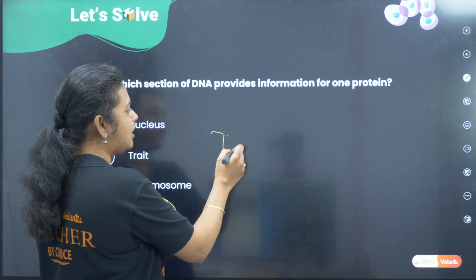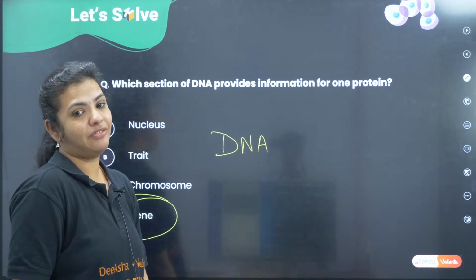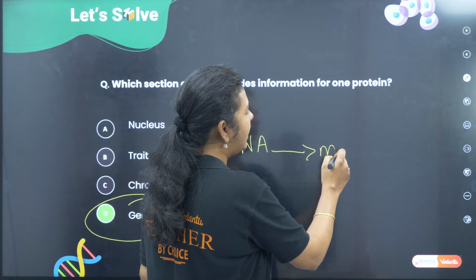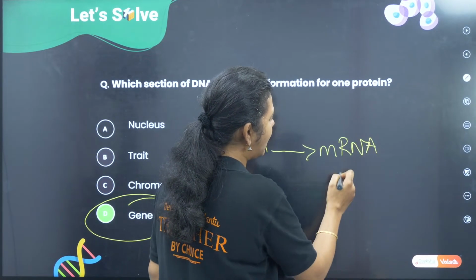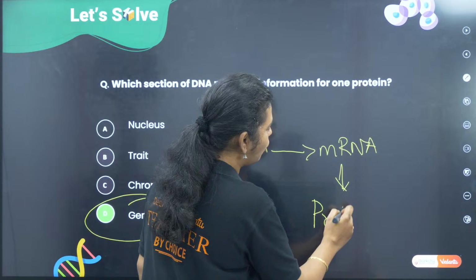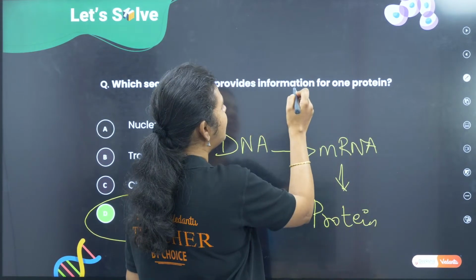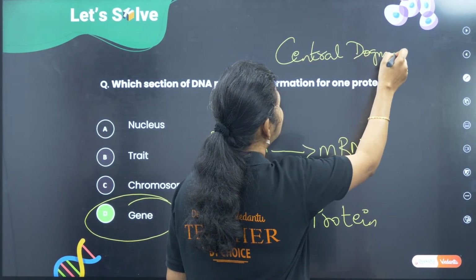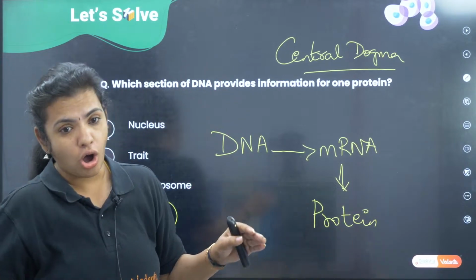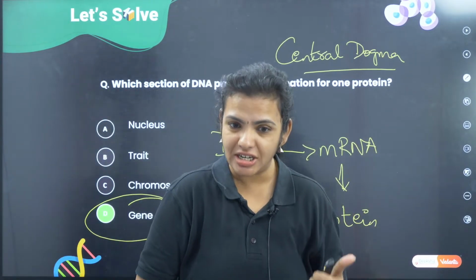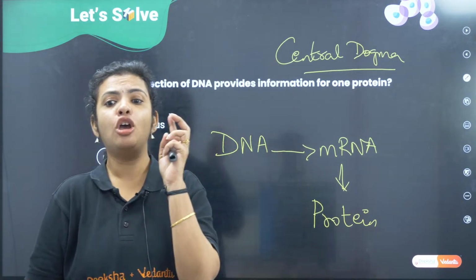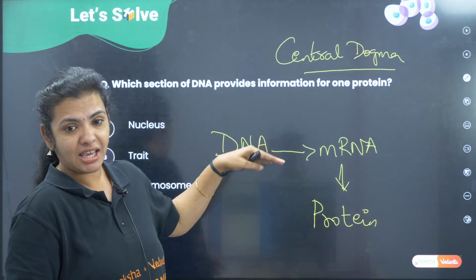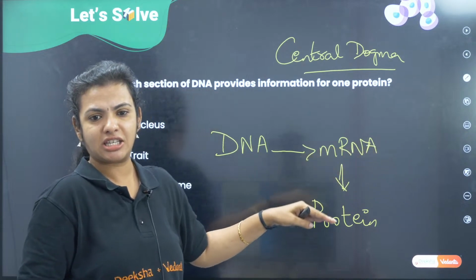Always remember, in every cell or every organism, it is the DNA which gets converted into mRNA, and this mRNA gets converted into protein. This is called the central dogma. Central dogma means it is a standard rule followed by all organisms in the world, irrespective of whether it is a plant, an animal, a human being, or a microbe. Every organism goes through this process where DNA gets converted into mRNA and mRNA gets converted into protein.